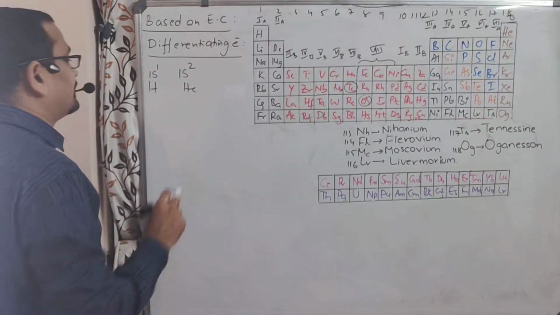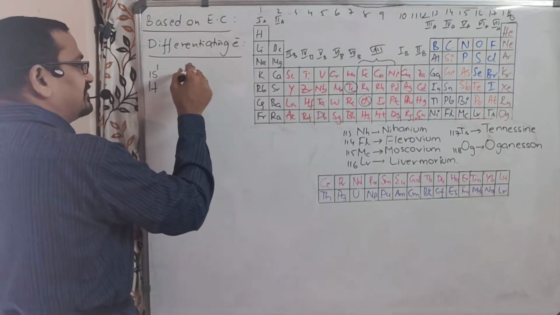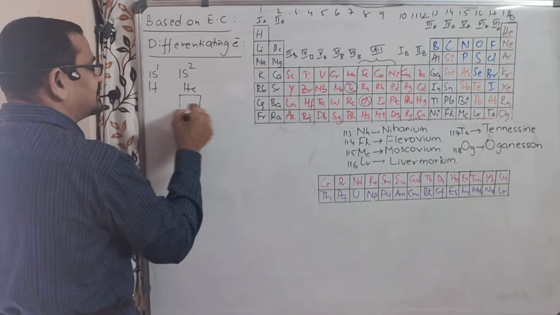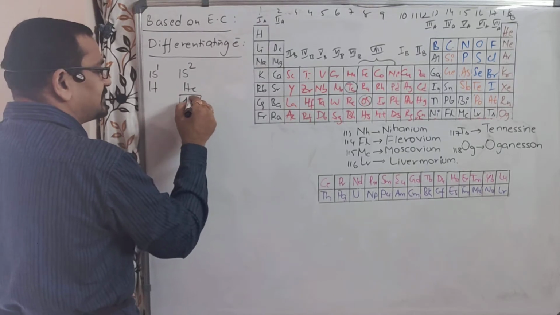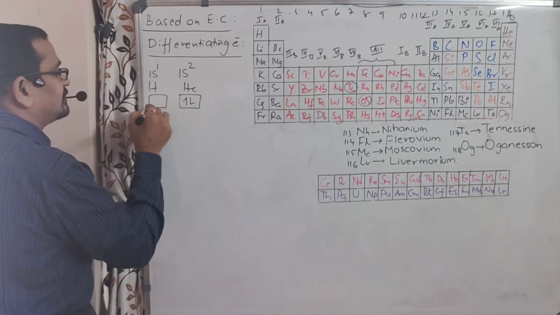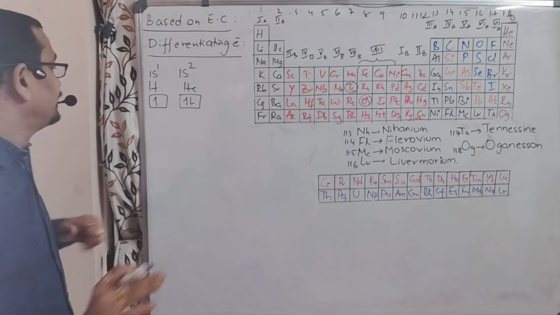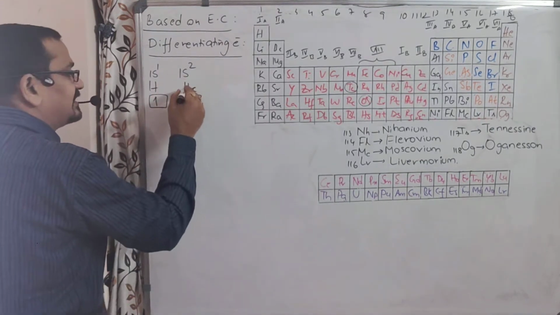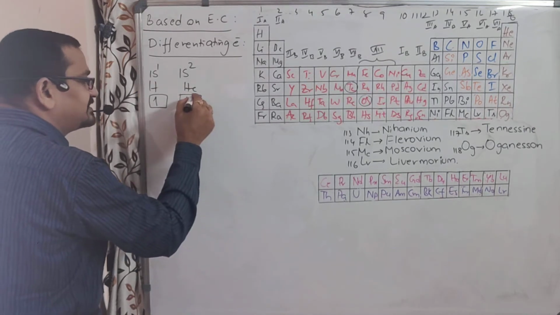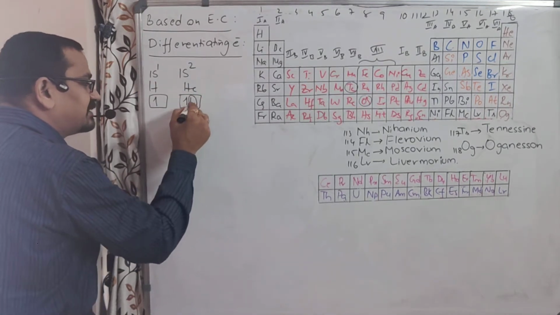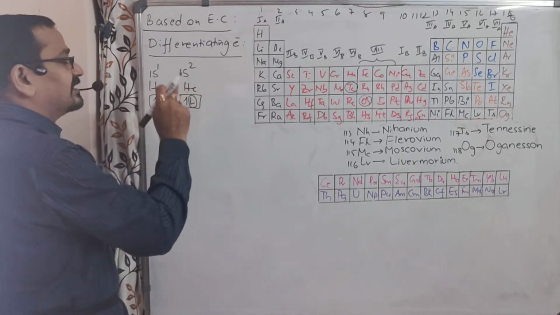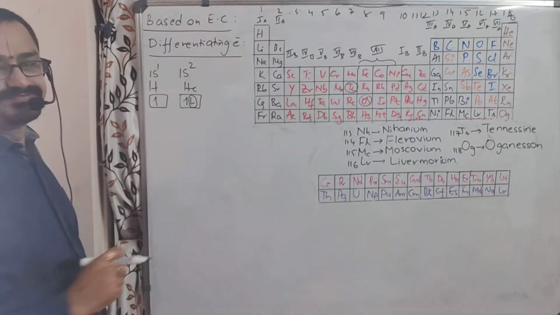Understood? See, once again, I am repeating. In 1s2, one electron is clockwise spinning and the other anti-clockwise. 1s1 means only a clockwise spinning electron. Conventionally, we follow this, right? Helium differs from hydrogen by this electron, right? This particular electron is called the differentiating electron of helium.